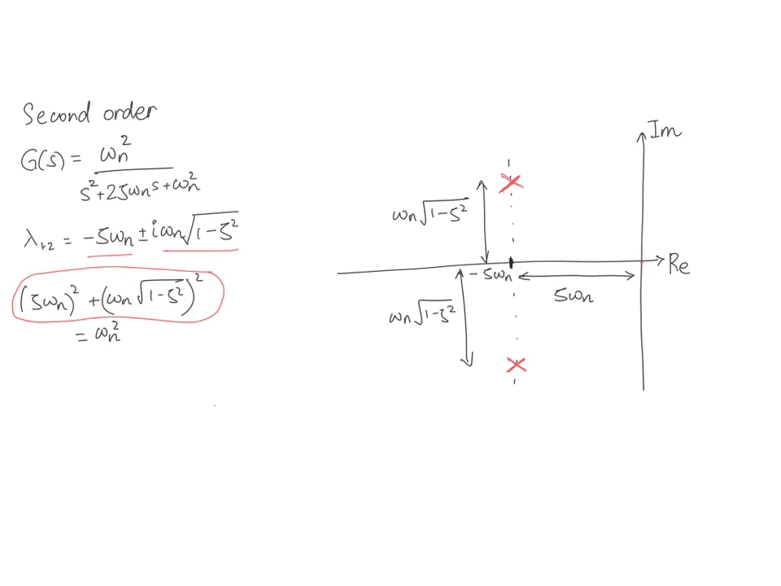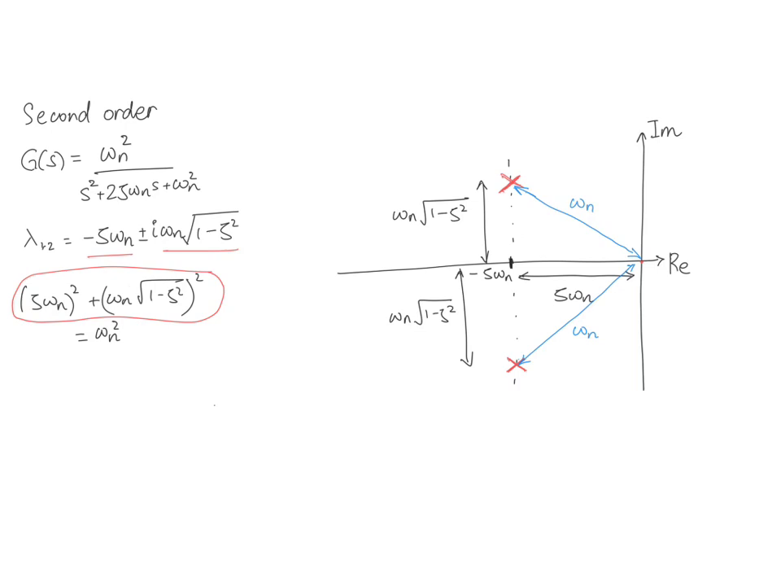This distance is omega n squared. This distance along a straight line from either of these eigenvalues to the origin is omega n, not omega n squared, same as this distance. So this is omega n.